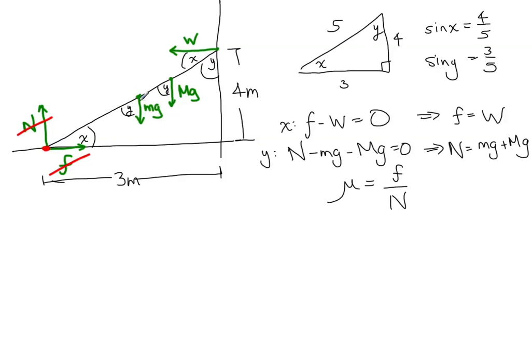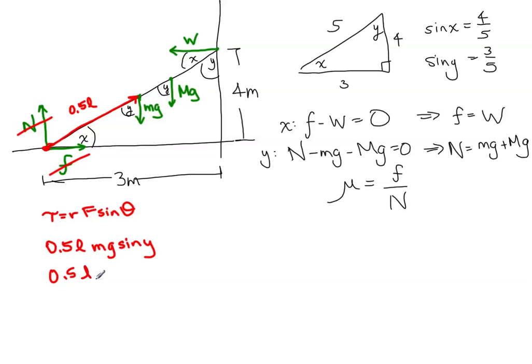So my first torque is going to come from little mg. So here's its lever arm. Its lever arm I call 0.5 times the length. So the first torque there is, remember, torque equals RF sine theta. So my first torque is 0.5 times the length, that's the lever arm, times the force, mg, times the sine of Y. But the sine of Y we've determined is 3/5. So that's my first one.